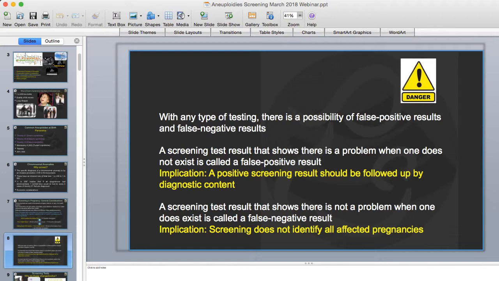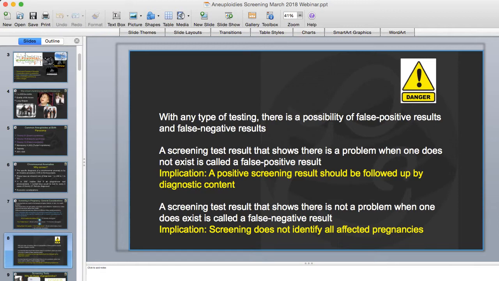The important thing to understand about screening is that any type of screening and testing, there is a possibility of false positive results and false negative results, and this is something that we must clarify to the patient right away. A screening result that shows that there is a problem when a problem does not exist is called a false positive result. And this means that you can't use the screening process as a final process. It has to be followed up by a diagnostic test to figure out whether a positive result is a true positive or a false positive.